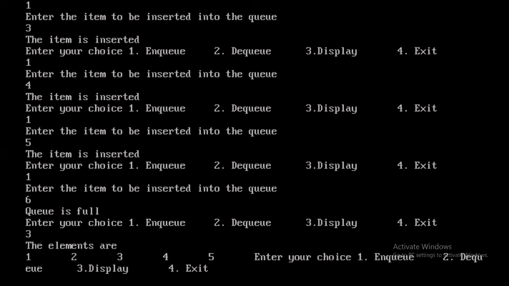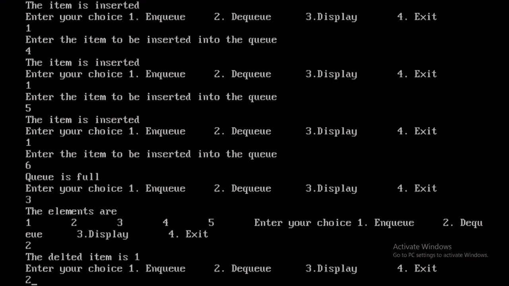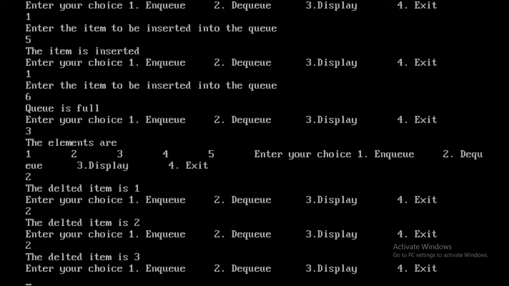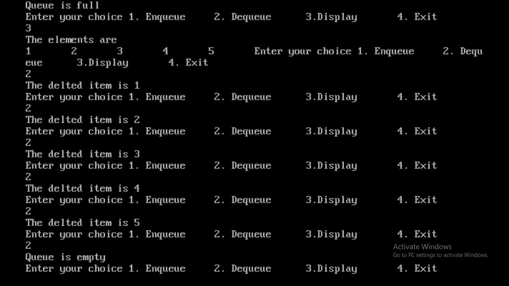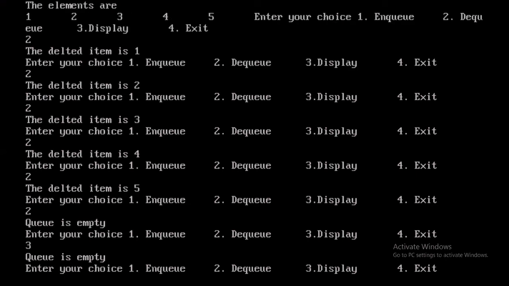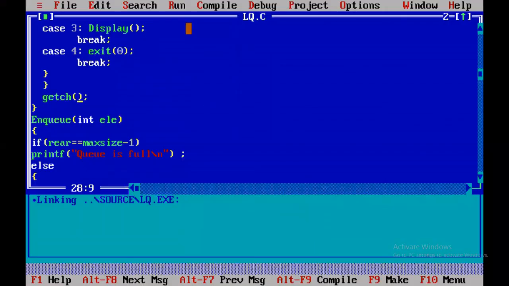Now I'll call DQ function. So the first element that was deleted is 1. Similarly, I'll call DQ 5 times. After calling DQ 5 times, the queue becomes empty. Okay. Now if I call display function also, it should give the message that the queue is empty. So this is about the linear queue program. And to exit from the screen, I'll enter 4.